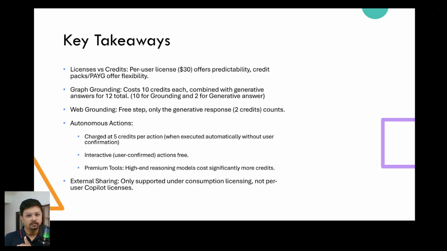Graph grounding costs 10 credits each, only to fetch the record or data. 2 additional credits will be used if the agent is responding using generative actions. Web grounding is completely free, but only to search the data. Generative answer responses cost 2 credits. For autonomous actions, 5 credits per action will be used, with user confirmation or without user confirmation. External sharing only supports consumption licensing, not per-Copilot license, because as I already explained, external users don't have Copilot licenses associated with your tenant.